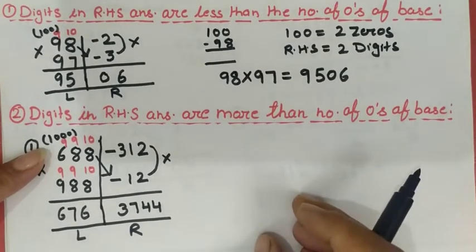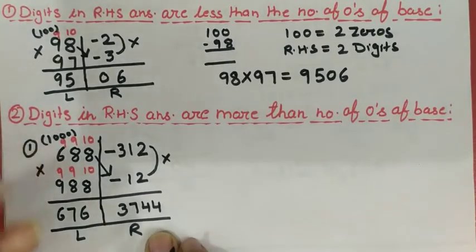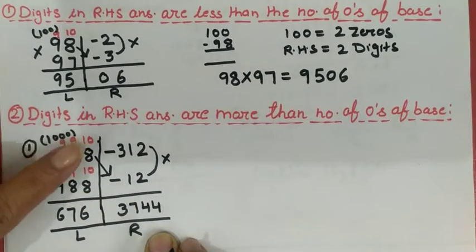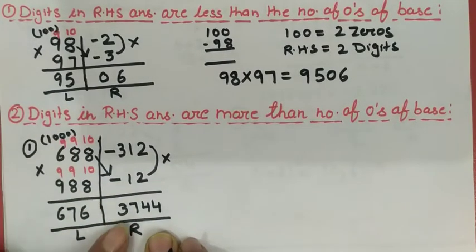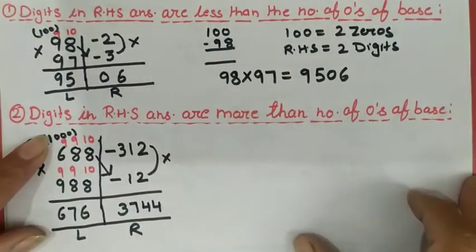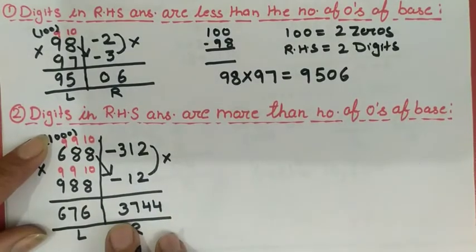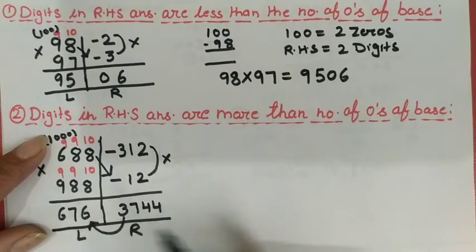Now I have told you a number of times that your right hand side answer should always contain a number of digits equal to the number of zeros of the base. But here you are getting a 4-digit number, and base 1000 has only 3 zeros. So what to do with this extra digit? To adjust this extra digit, we will add it to the left hand side answer.